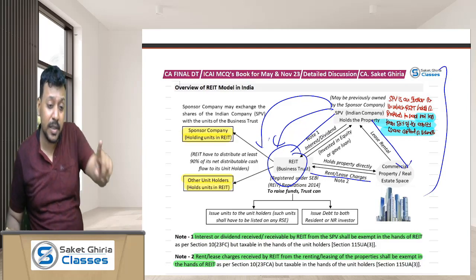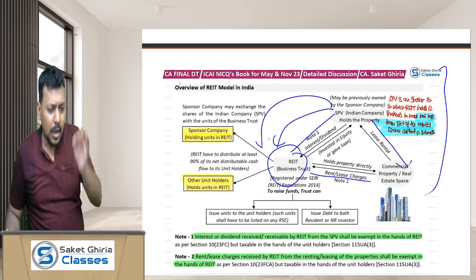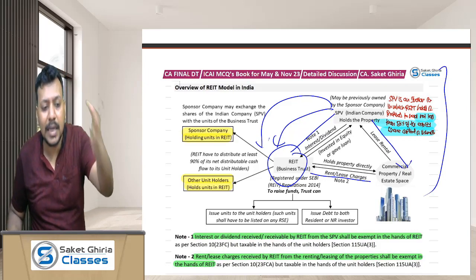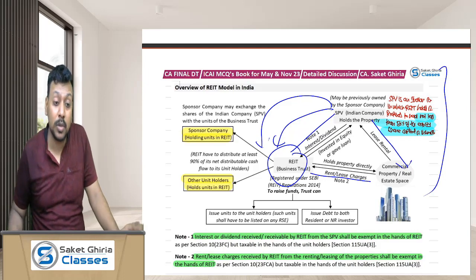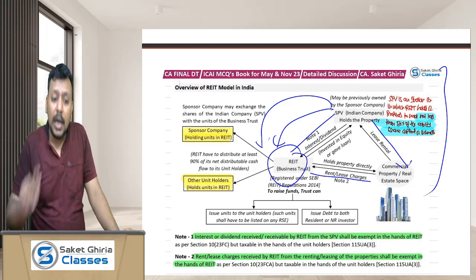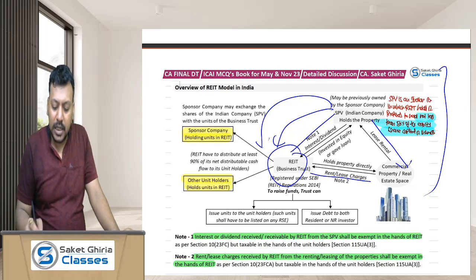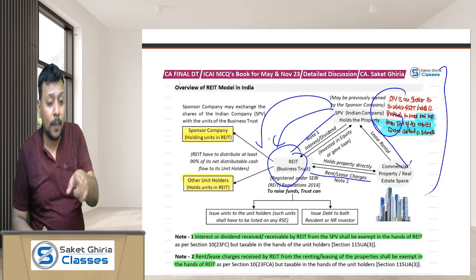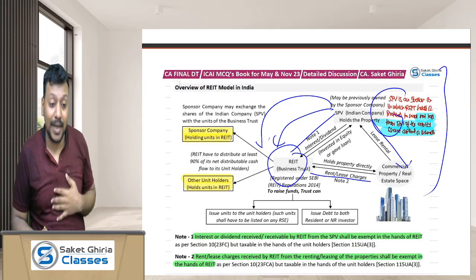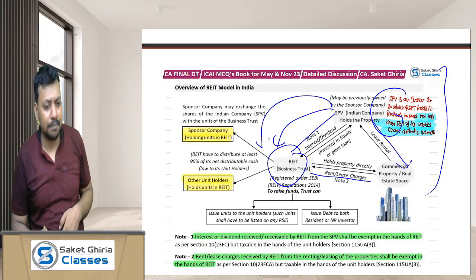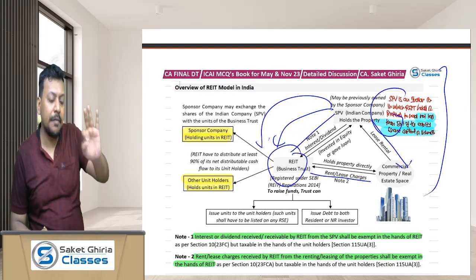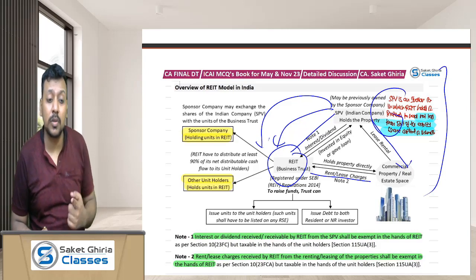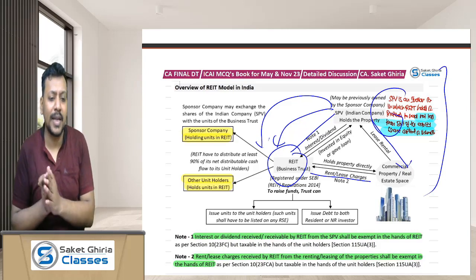So the government said, listen very carefully, what did the government do? The government said, okay, we will give a more favorable tax regime to the REIT. How? If the SPV, that is an Indian company, has not opted for 115BAA, then that dividend income would be exempt in the hands of unit holders. Because SPV is already paying the tax at a higher rate.